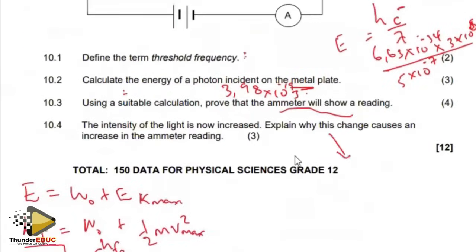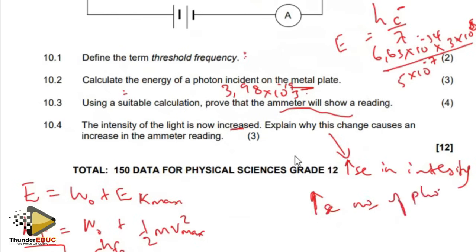Then 10.4, the intensity of the light is now increased. Explain why this causes an increase. Okay, so increasing the intensity increases the number of photons. And say increase in the intensity will increase the number of photons. Remember, photons are just energy packets. Increase in intensity will increase the number of photons ejected per second.